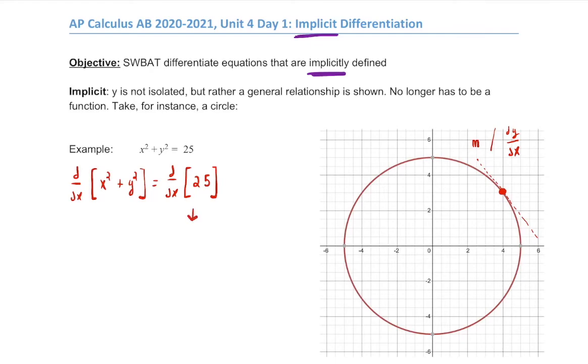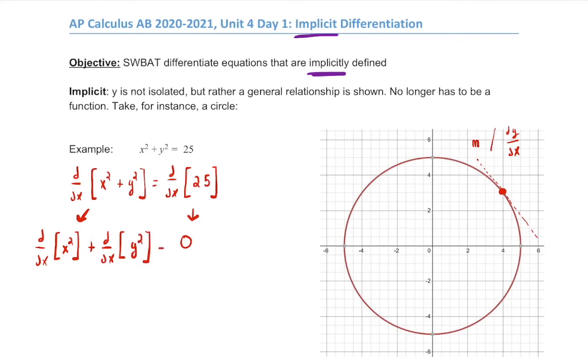We'll do the easy part first. 25 is a constant, so it's not changing at all with respect to x. On the left, we're going to have a little bit more to talk about, so let's break this up. This is a derivative rule: if you are adding two portions inside a derivative, you can take their derivatives separately and add them up.